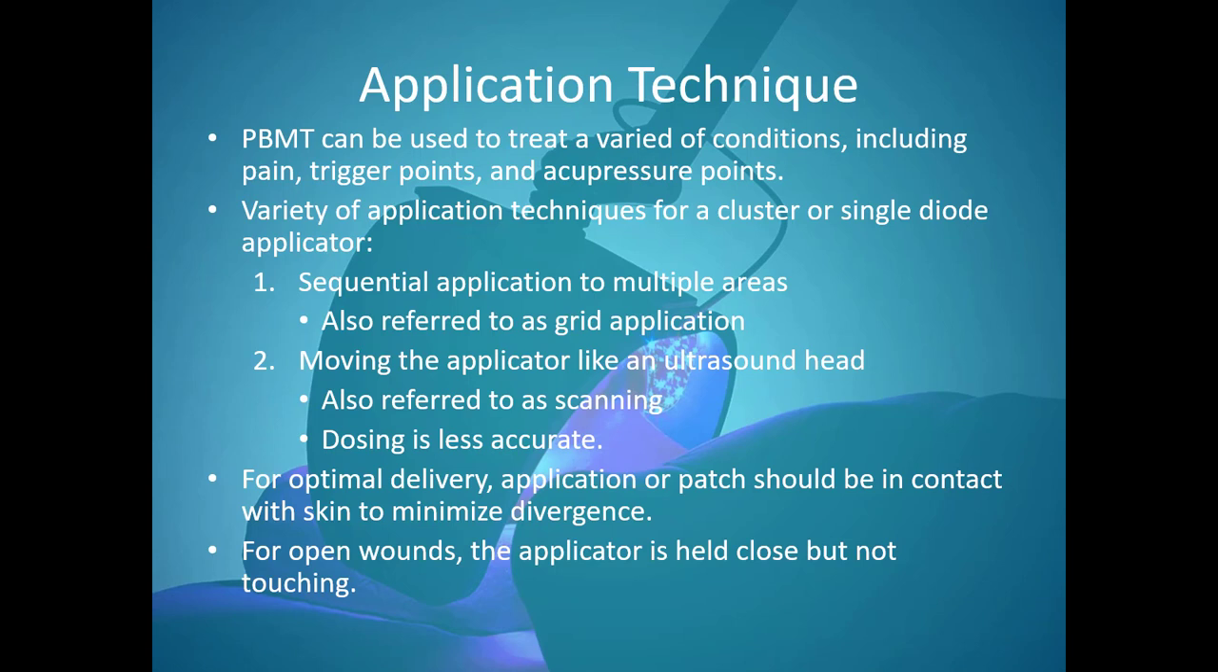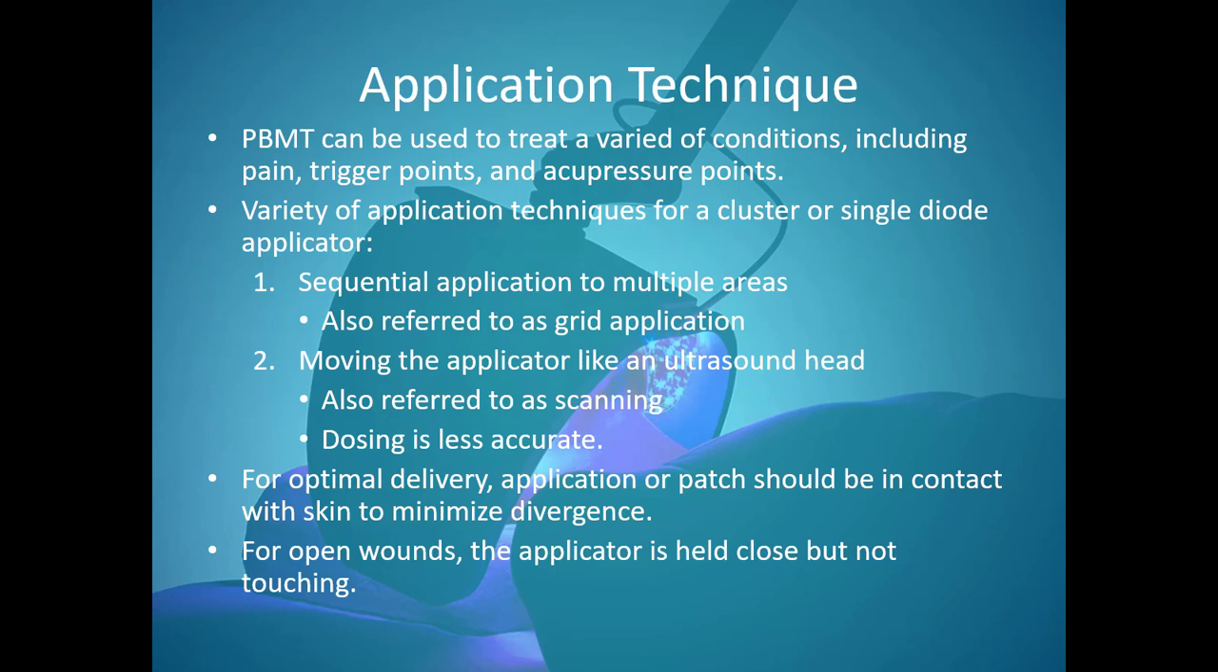For optimum delivery of laser light, the laser probe should be in contact with the skin to minimize divergence and reflection. In the case of open wounds, the probe may be held close, less than 1 centimeter, to the wound without touching it. Some clinicians even place a sterile, transparent film over the open wound so that the probe can be placed in contact with the damaged tissue. The cluster head is the best option for treating large areas.